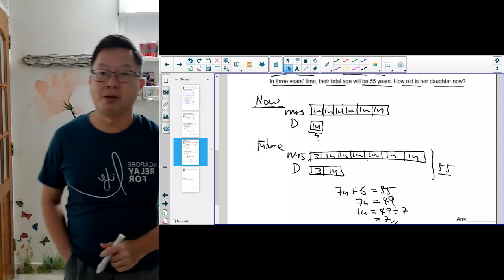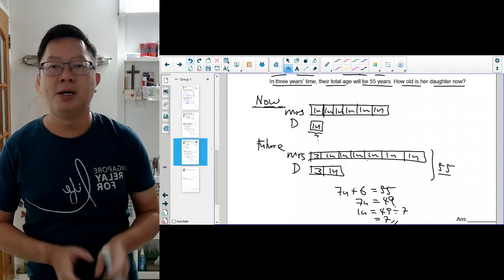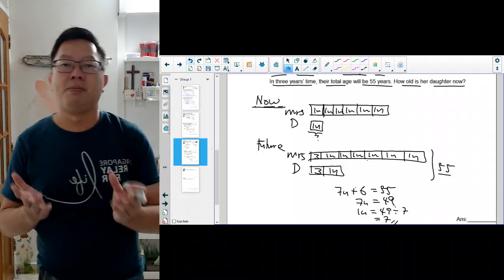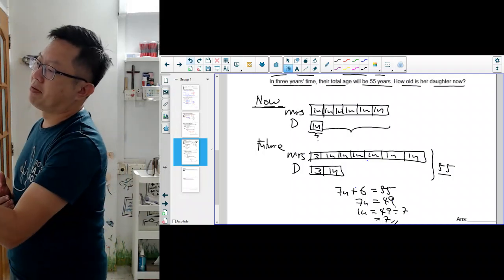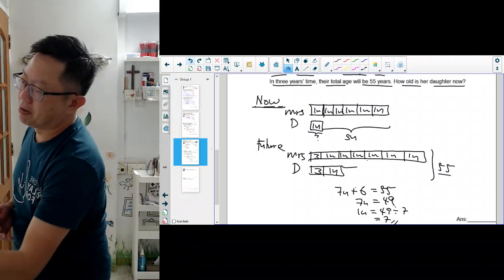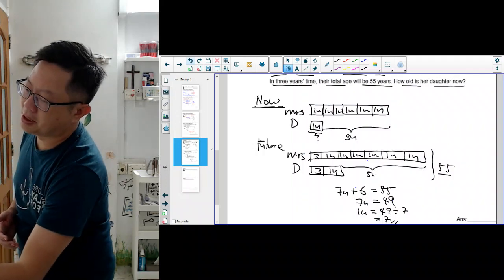So that's how you solve the problem using the before and after model. And so every time there's an age problem, the difference is unchanged, which is over here. Okay, the age difference is still 5 units, and in the future, the age difference is still the same.